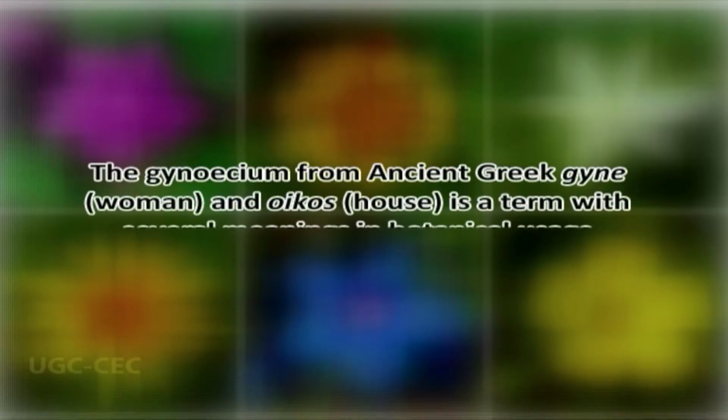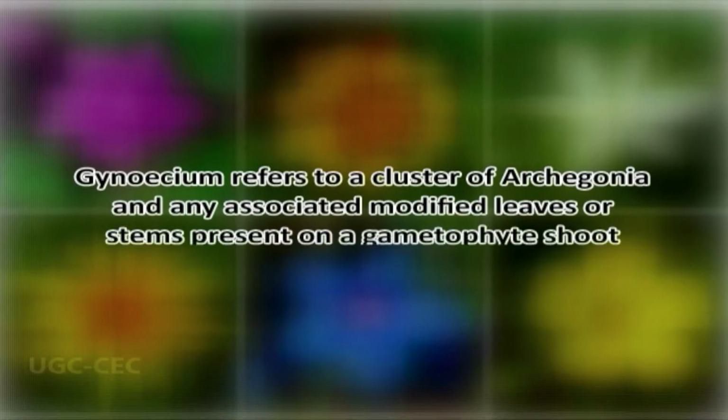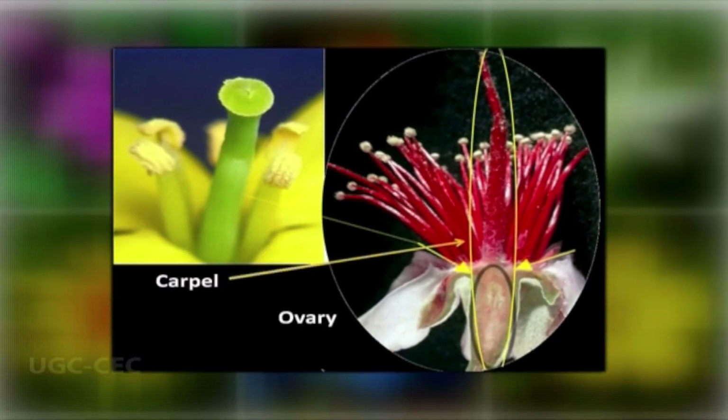The gynoecium, from ancient Greek gyne meaning woman and oikos meaning house, is a term with several meanings in botanical usage. In reference to mosses, liverworts and hornworts, gynoecium refers to a cluster of archegonia and any associated modified leaf or stems present on a gametophyte shoot. More commonly, gynoecium refers to the ovule producing part of a flower. The gynoecium is typically the innermost whorl of structures in a flower and is surrounded in perfect flowers by the androecium and in incomplete flowers by the perianth.